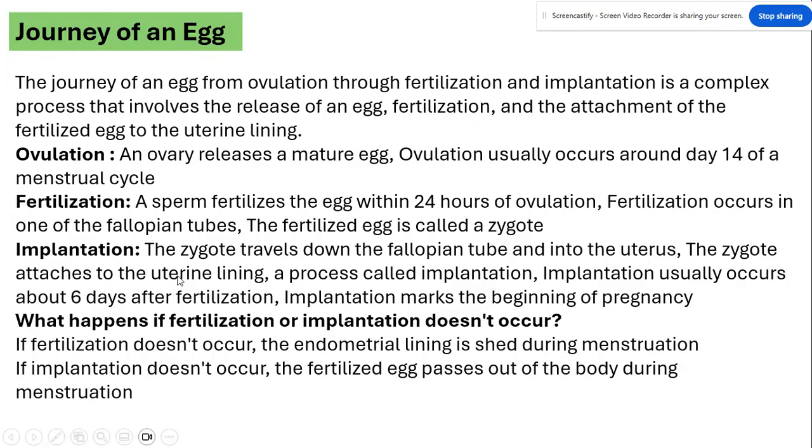What happens if fertilization or implantation does not occur? If fertilization does not occur, the endometrial lining is shed during menstruation. If implantation doesn't occur, the fertilized egg passes out of the body during menstruation. When you go through your menstrual cycle, especially women, you may see some of the material that comes out. It's gross, but it is equally important to shed your uterine lining as it is to be pregnant. It needs to be done.